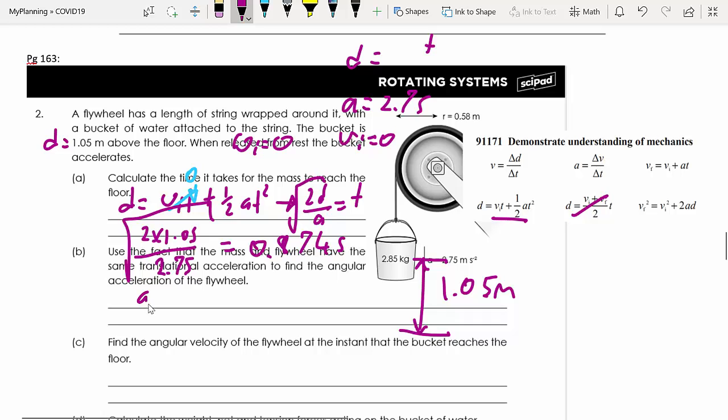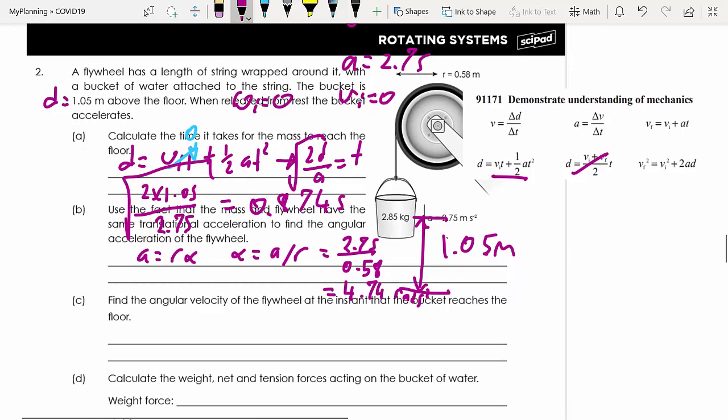Okay, B, you're going to use A equals R alpha, and it says calculate the angular acceleration. So you're looking for alpha equals A over R. That linear acceleration is 2.75. The radius is 0.58. So 2.75 divided by 0.58 is going to give you 4.74 radians per second squared.